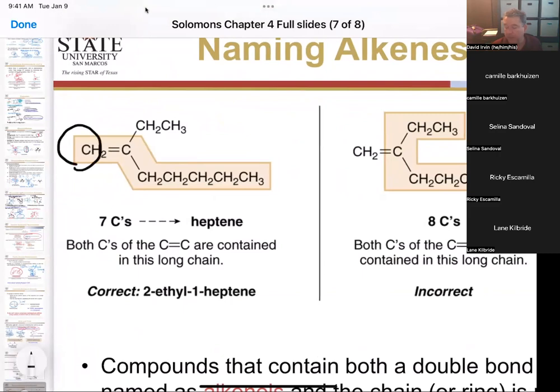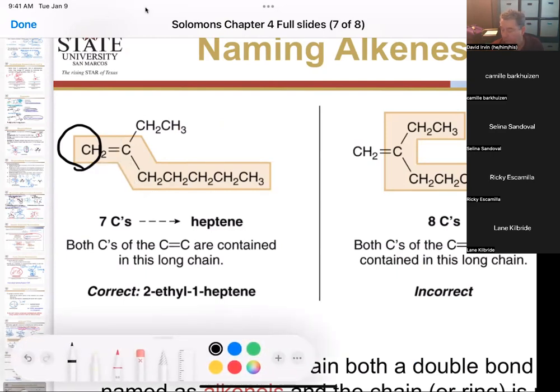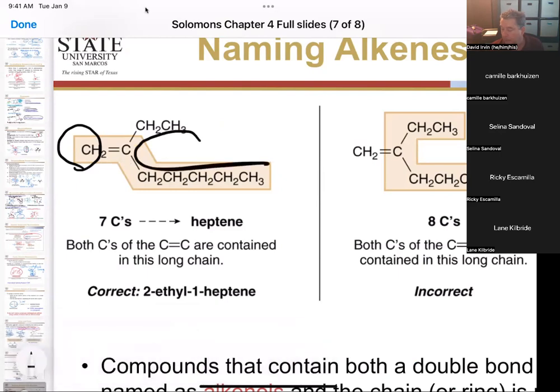So let's double check that we have our numbering right. We have our carbon here at the end. Both of these carbons must be included in our longest chain. Even though the chain would be longer if we numbered this way, not both of the double bonded carbons are in the longest chain. So we can't say it's octane. We have to say it's heptene.